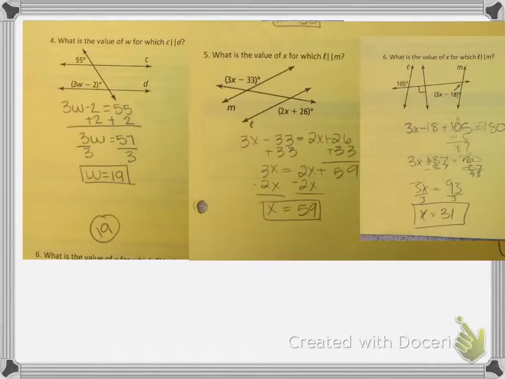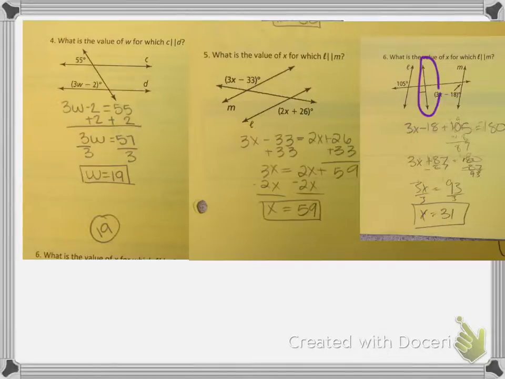Good. Number 5, we're looking at x, and we want to prove that M is parallel to L. And whose was this? Karina's? No, Lynette's. What Lynette did, she set 3x minus 33 equal to 2x plus 26. Why would she set them equal? They're congruent because they are alternate exterior. And alternate exterior are congruent.